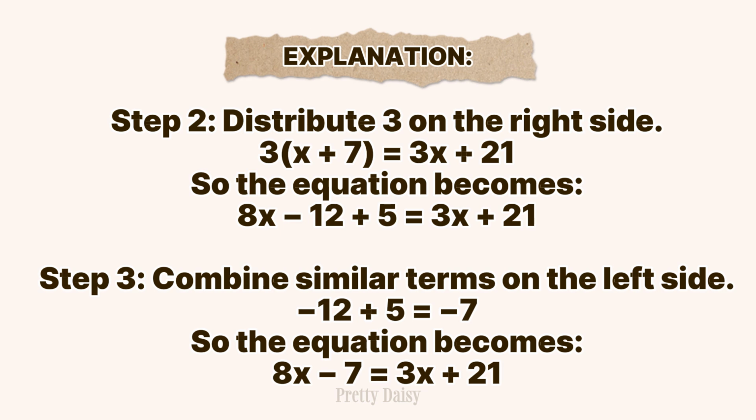Step 2. Distribute 3 on the right side. 3 times the quantity x plus 7 equals 3x plus 21. So the equation becomes 8x minus 12 plus 5 equals 3x plus 21. Step 3. Combine like terms on the left side. Negative 12 plus 5 equals negative 7. So the equation becomes 8x minus 7 equals 3x plus 21.